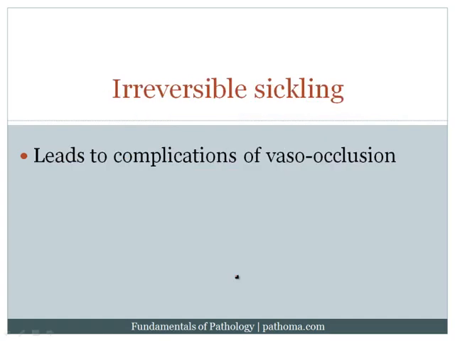Another consequence of sickling is that eventually you can develop irreversible sickling, and so this is sort of the second major problem. One problem was red blood cell damage, which then resulted in the anemia and all of those complications I've already discussed. A second major problem is irreversible sickling. The irreversible sickling leads to vasoocclusion, and vasoocclusion can then result in infarction of tissues.